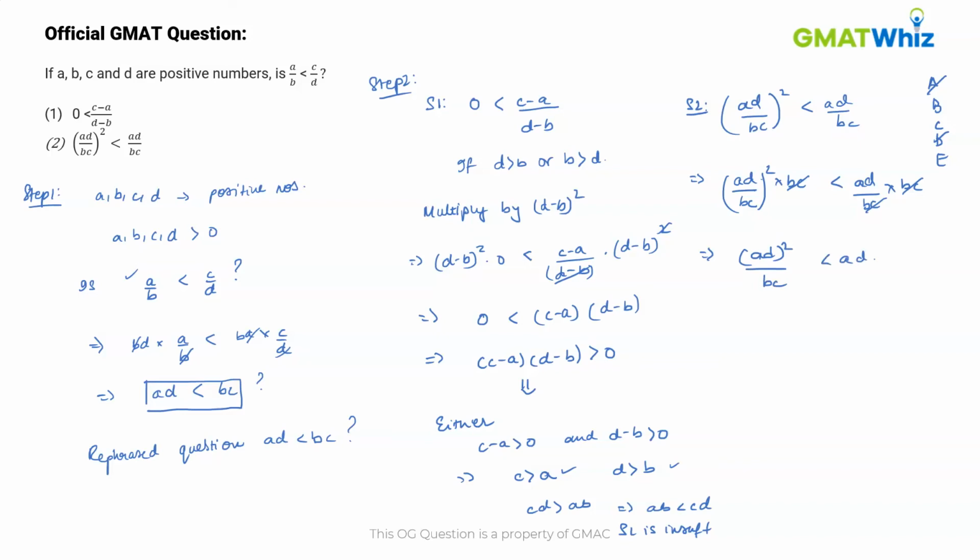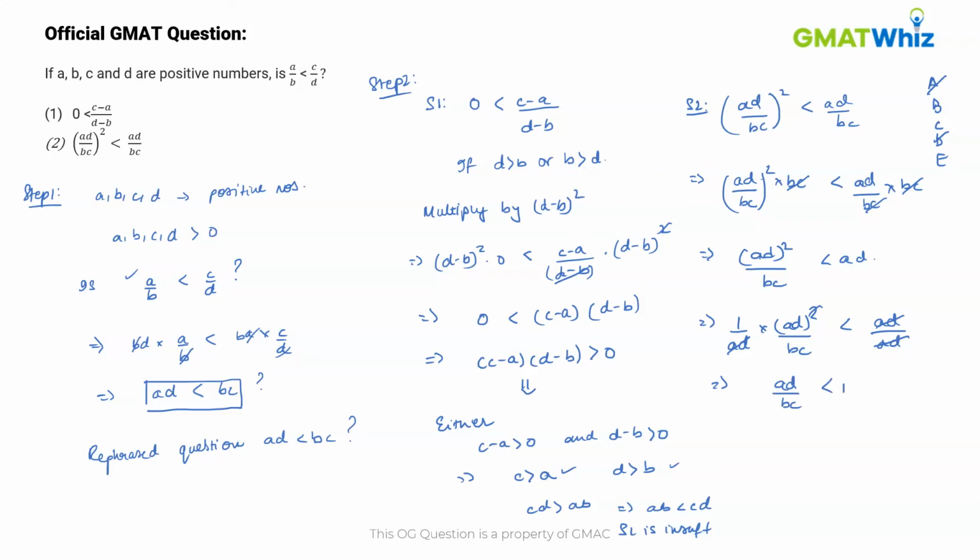Now we can divide both sides by AD. This gives us 1 by AD times AD squared by BC is less than AD by AD. Now on the left hand side, AD gets cancelled, leaving just one AD, and on the right hand side, AD gets cancelled as well. So we have AD by BC is less than 1.